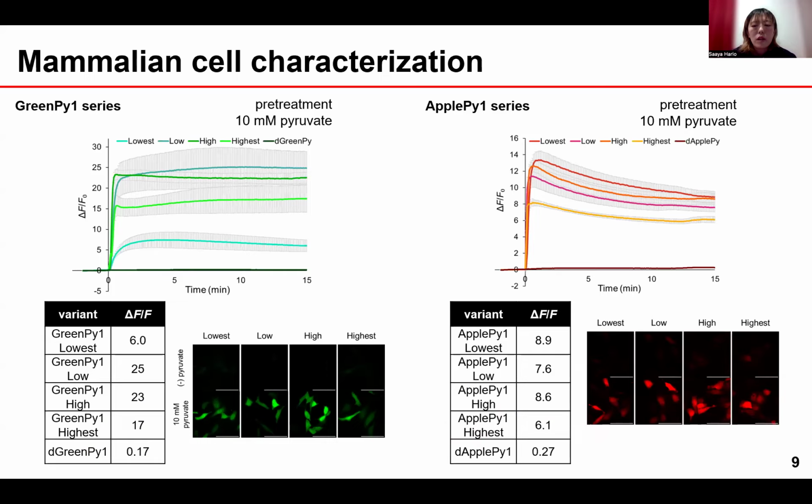The Green Pi 1 series exhibited constant fluorescence intensity over 15 minutes, while the fluorescence intensity of the Apple Pi 1 series gradually decreased, probably due to photobleaching.